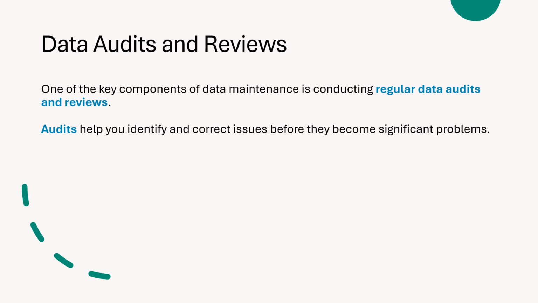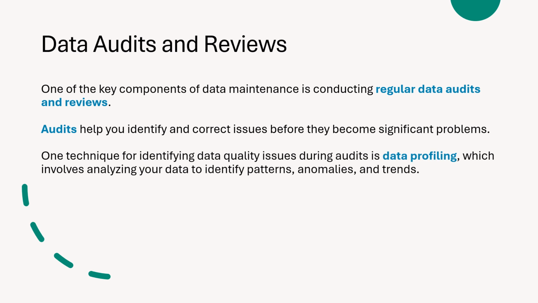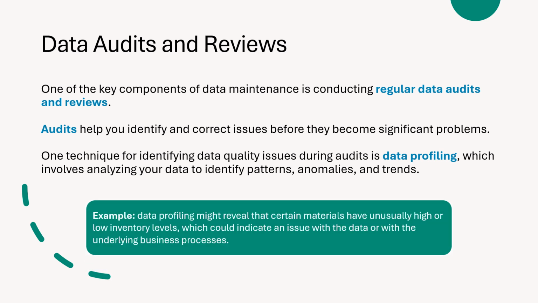There are several techniques for identifying data quality issues during audits. One common technique is data profiling, which involves analyzing your data to identify patterns, anomalies, and trends. For example, data profiling might reveal that certain materials have unusually high or low inventory levels, which could indicate an issue with the data or with the underlying business processes. If you use 10 belts a year but profiling shows you have 100 in stock, that might tell you that you've been over ordering or not properly entering data.